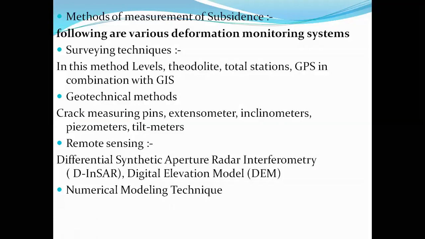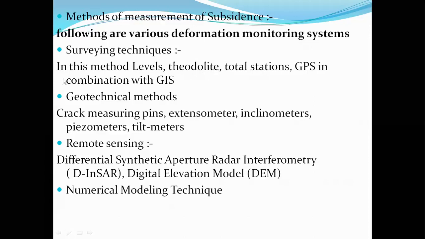Next, let us discuss what the methods of measurement of subsidence on the surface are. The following are various deformation monitoring systems, because we need to monitor the amount of subsidence on the surface, and accordingly we need to take adequate precautions. So the first one is the surveying techniques. Obviously this is a conventional, age-old method, but still there are so many advanced equipments being introduced into surveying systems.